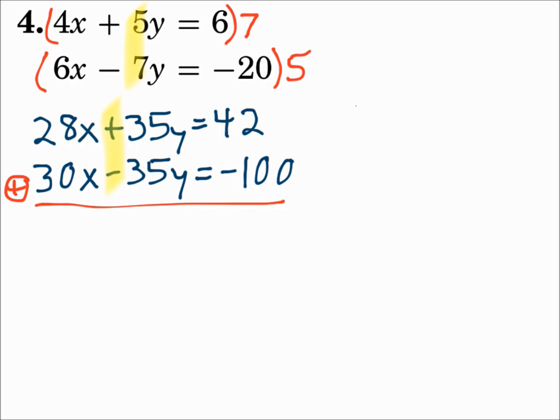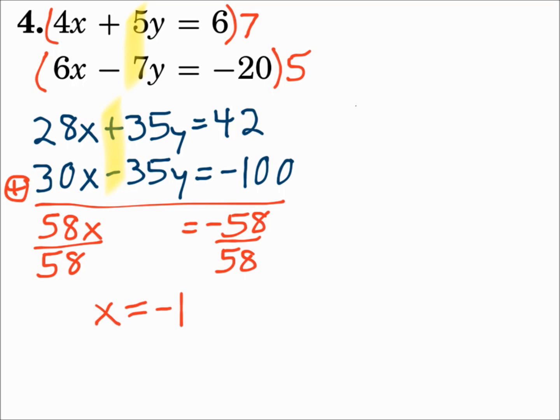28x plus 30x is 58x. 35y plus negative 35y is 0, so the y is eliminated. Then your equal sign, and 42 plus negative 100 is negative 58. Now solve for x and divide both sides by 58, and x is -1.